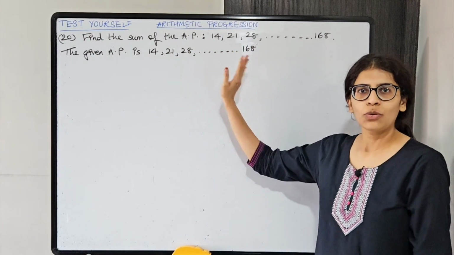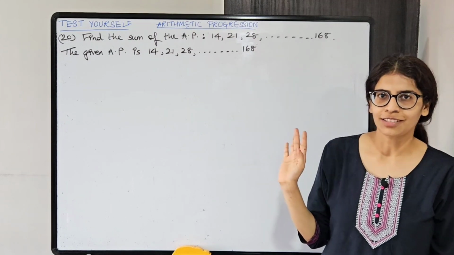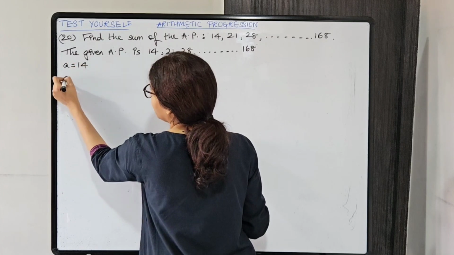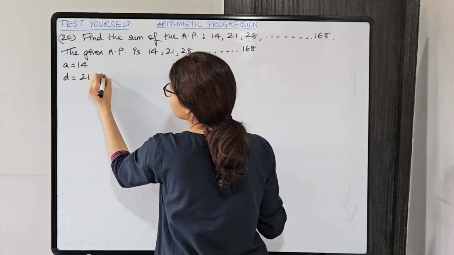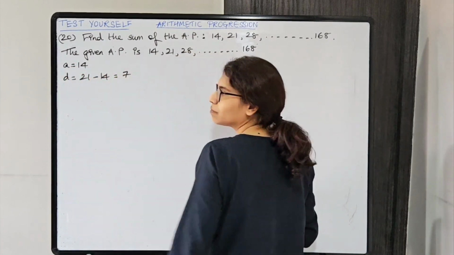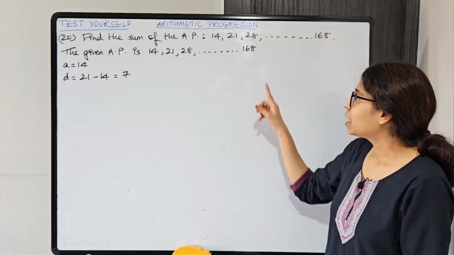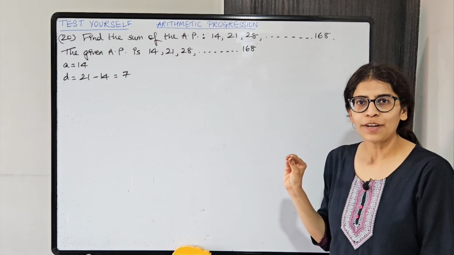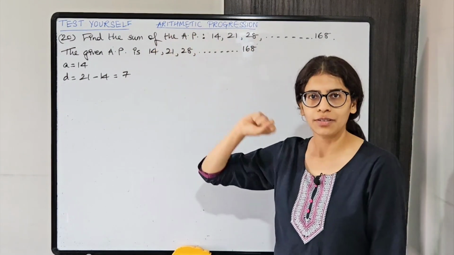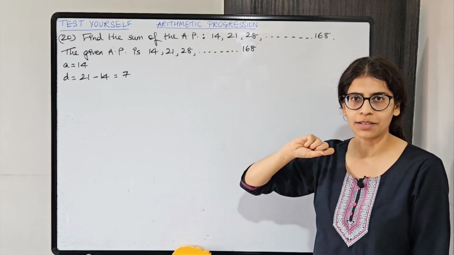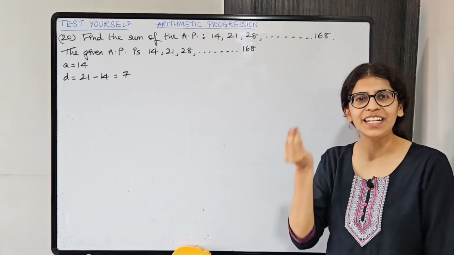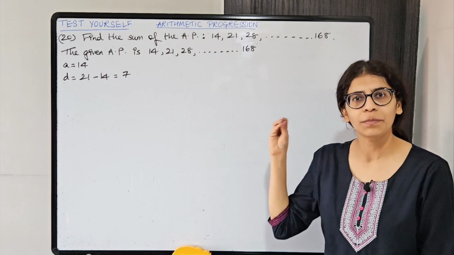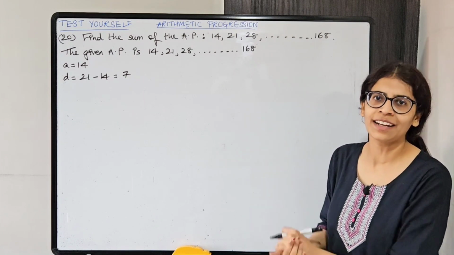AP दिया है तो A and D easily find out कर सकते हैं, right? A will be 14 and D will be 21 minus 14, which is 7. Okay. We know the last term also, it is 168. We have to find out the sum of all the terms. Okay, sum find out करना है. To find out sum, you need to know how many terms are there. First thing is n. n पता है क्या कितने terms को हम लोग add कर रहे हैं?